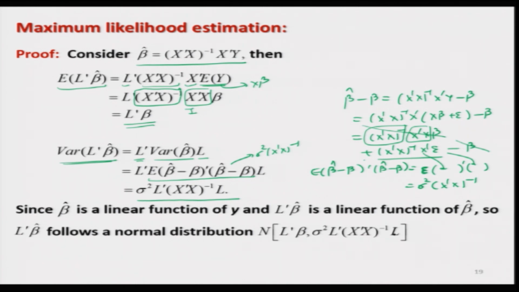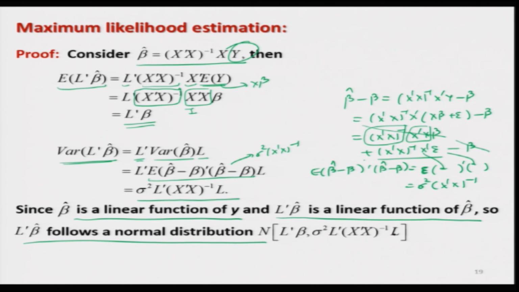Right. So, now you can see that since this β̂ is a linear function of y, this Lᵀβ̂ is also a linear function of y. So, Lᵀβ̂ follows a normal distribution, because any linear combination of normally distributed random variables is also normal. So, Lᵀβ̂ follows a normal distribution with mean Lᵀβ and variance σ² Lᵀ(XᵀX)⁻¹L.